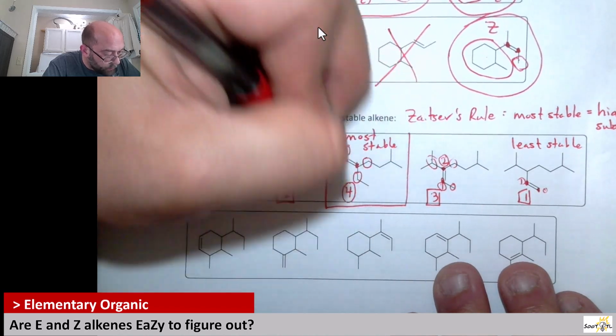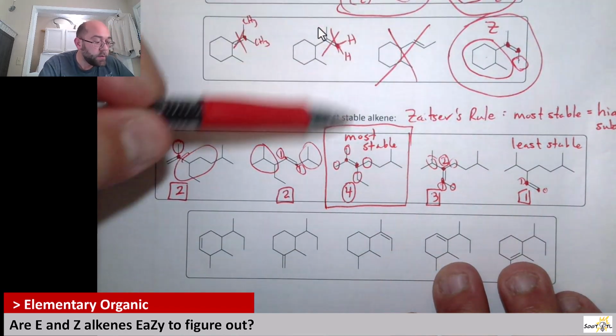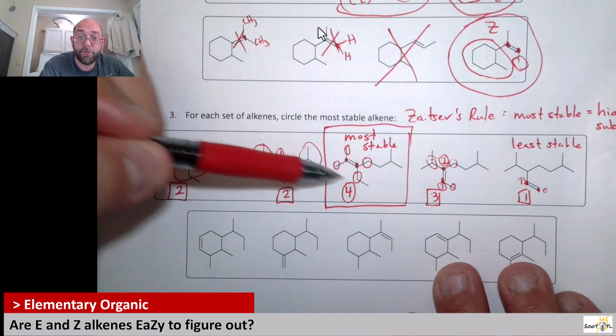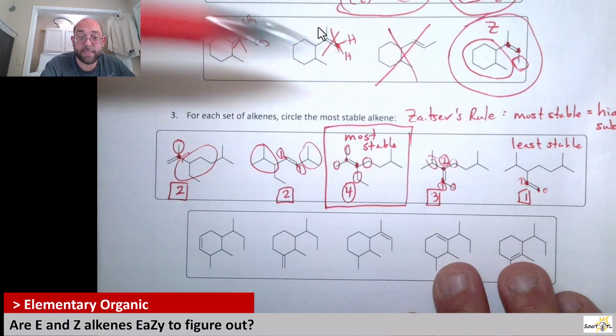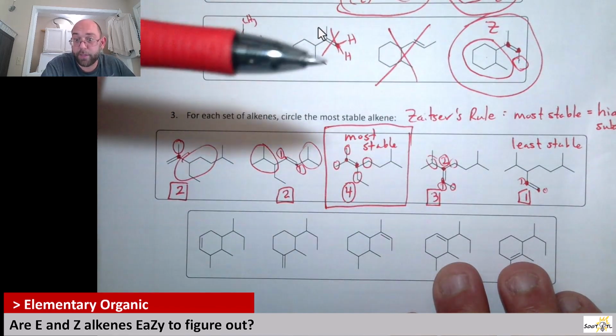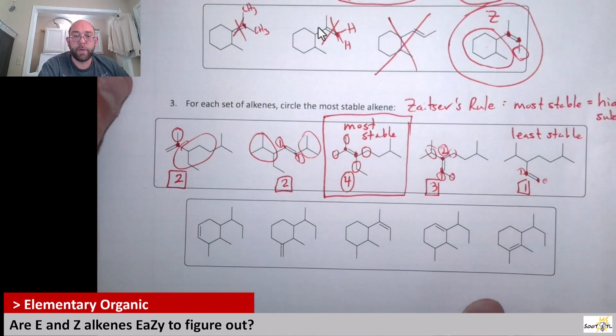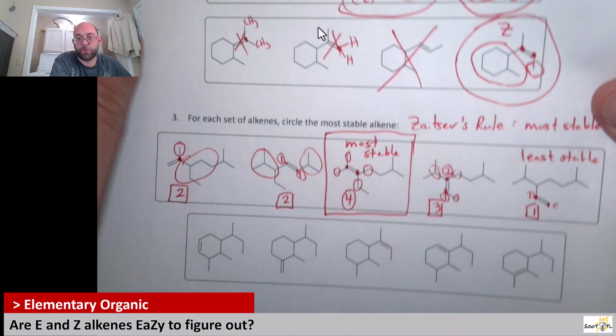All right, so I'm going to circle that guy right there. I'm going to box it in, because it has a total substituent count of 4 around it. This one's the least stable because it has a total substituent count of 1. But it didn't ask about the least. I just went ahead and told you which one was least.